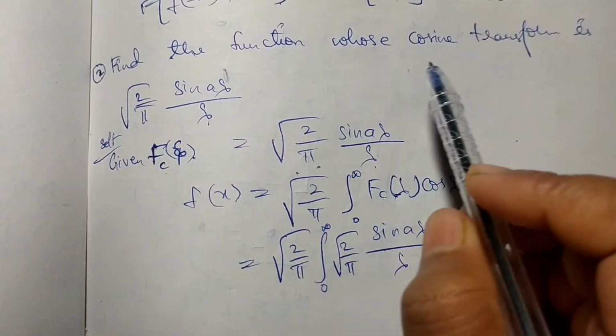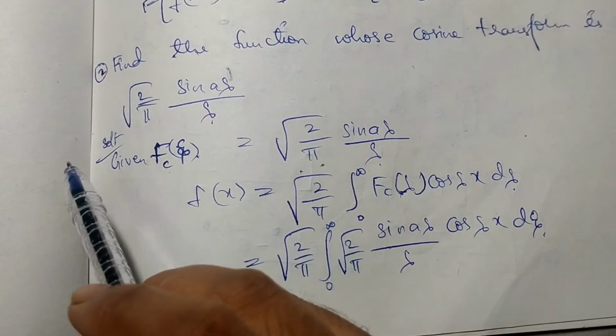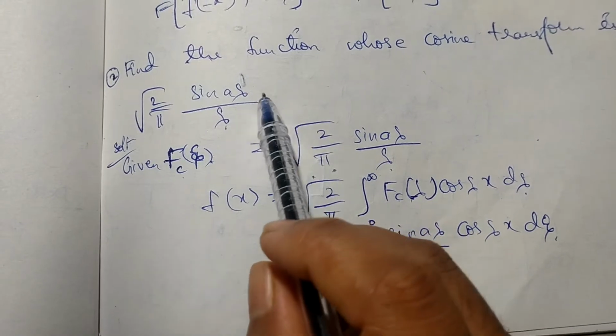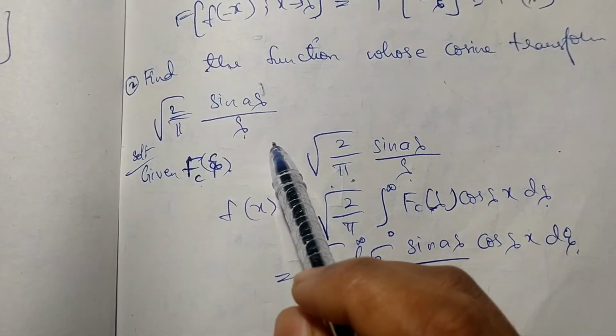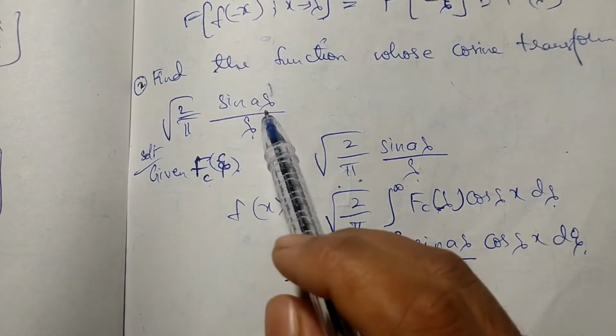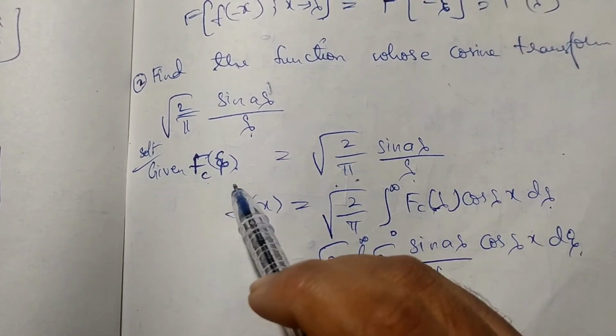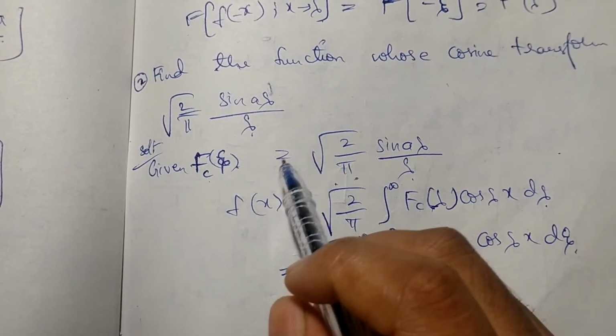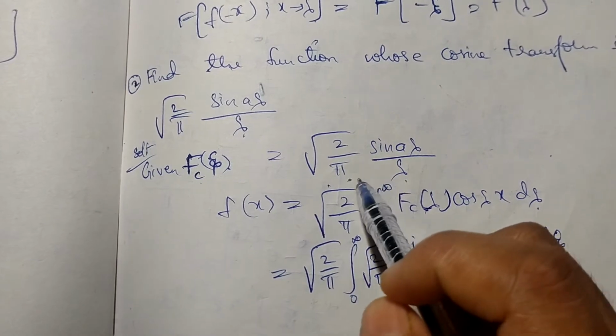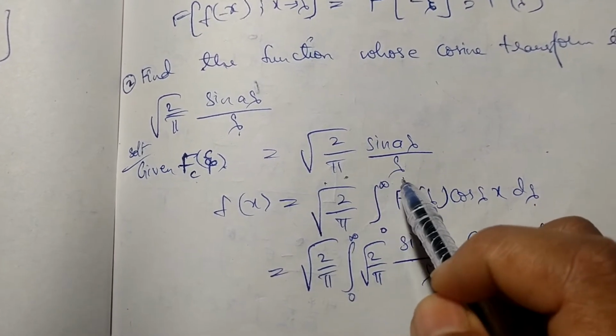Today we'll find a function whose cosine transform is root over 2 by pi into sine xi divided by xi. That is, Fc of xi is given as Fc of xi equals root over 2 by pi into sine xi divided by xi.